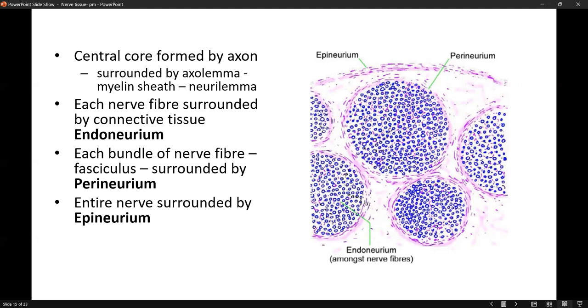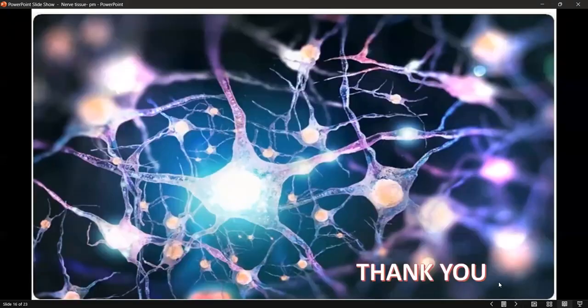Then, the basic classification of peripheral nerves: there are those nerves which arise directly from the spinal cord, which we call spinal nerves, and those which arise directly from the brain, which we call cranial nerves. So this is just the basic structure of how the nervous tissue elements are seen within our nervous system. I hope it is clear to us regarding the basic structure of the nervous tissue. Thank you.